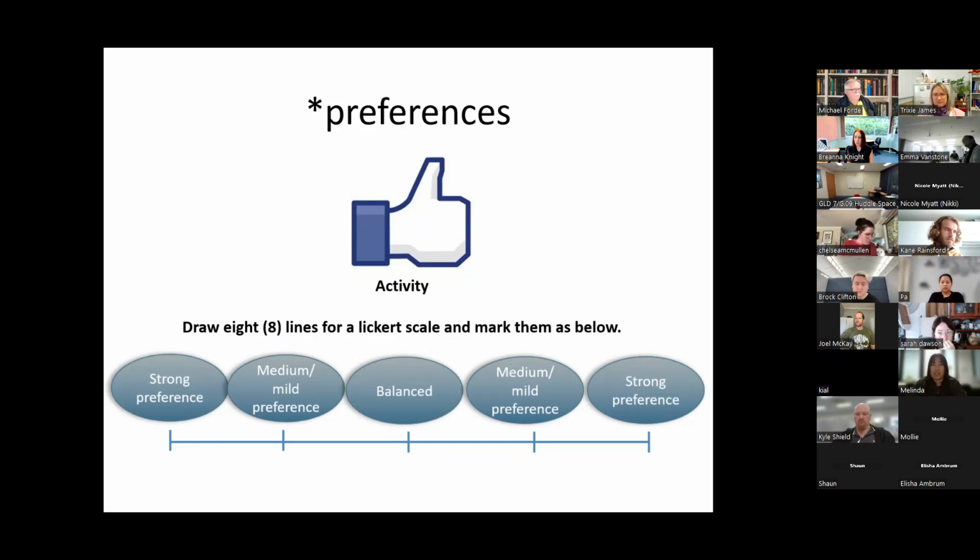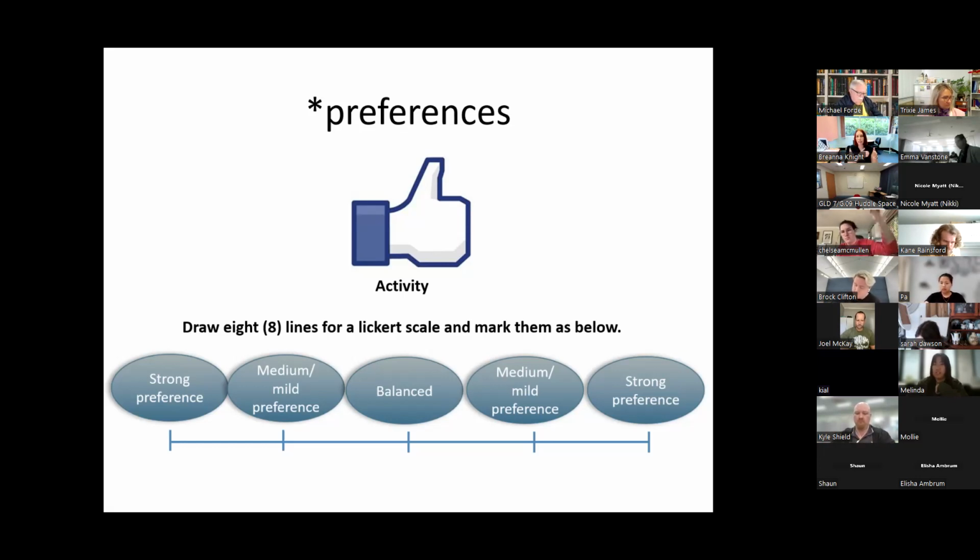I want you to draw me a scale. So you can see here, just a line with a few little dashes through it. On one side, strong preference, then medium, mild, middle is balance, and then a strong preference, medium, mild on the other side. Because remember, it's a continua. We've got one on the one side, one on the other.